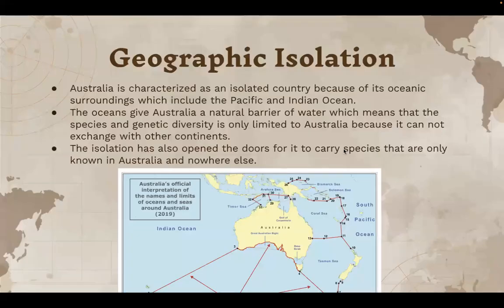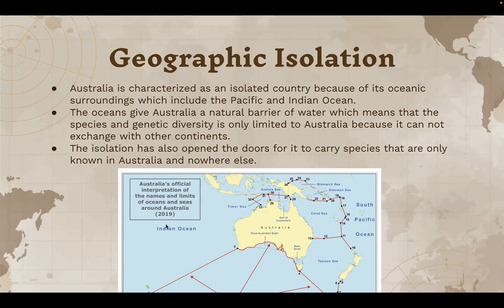So Australia is characterized as an isolated country because of its oceanic surroundings, which include the Pacific and Indian Ocean. The oceans gave Australia a natural barrier of water, which means that the species and the genetic diversity are limited to Australia because it cannot exchange with other continents. The isolation also opened doors for it to carry species that are only known in Australia and nowhere else.